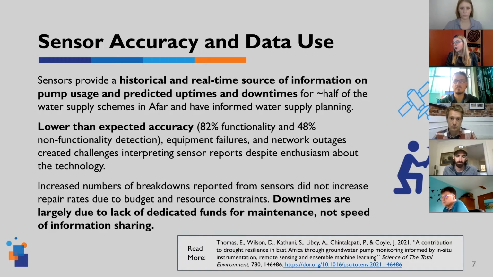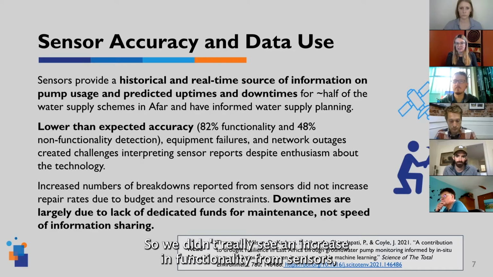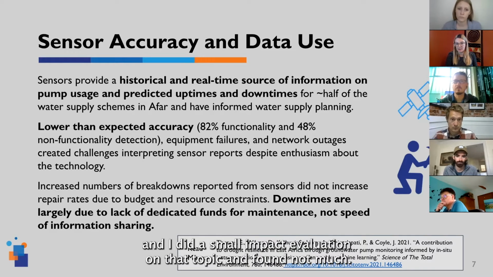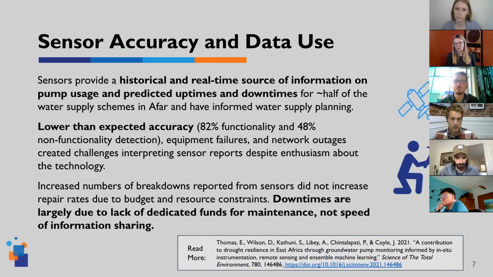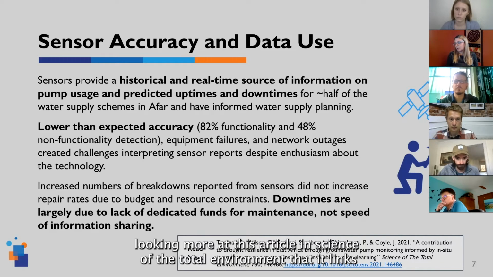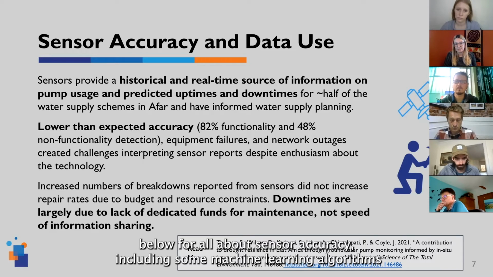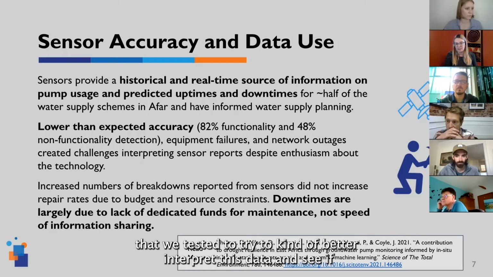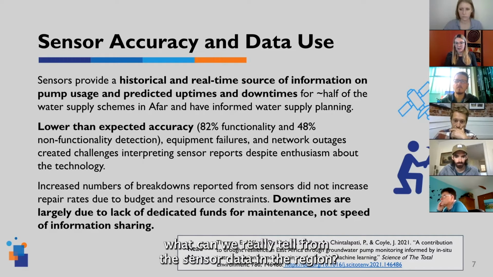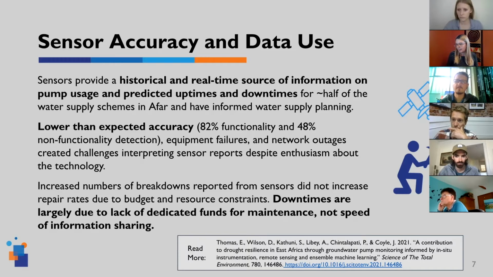broken where. So despite SWS efforts at making more funds available for repairs, that didn't really happen in time for this project. So we didn't really see an increase in functionality from sensors, and I did a small impact evaluation on that topic and found not much. And I also recommend looking more at this article in Science of the Total Environment that I linked below, all about sensor accuracy, including some machine learning algorithms that we tested to try to better interpret this data and see what we can really tell from the sensor data in the region.